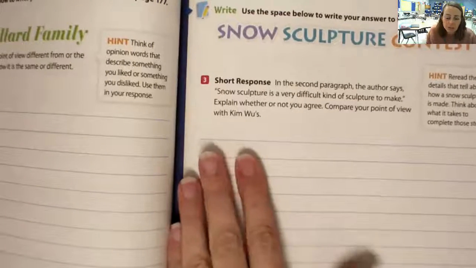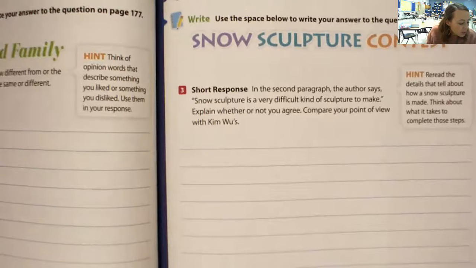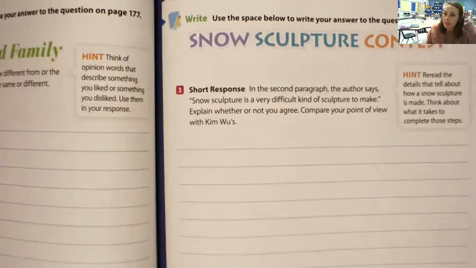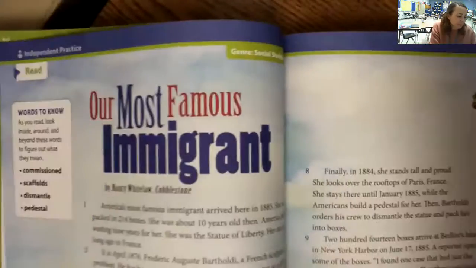You also have a short response. It says in the second paragraph, the author says, snow sculpture is a very difficult kind of sculpture to make. Explain whether or not you agree. So again, you're comparing your point of view to the author's. So do you agree? Do you disagree? Are they difficult to make or not? What's your point of view?